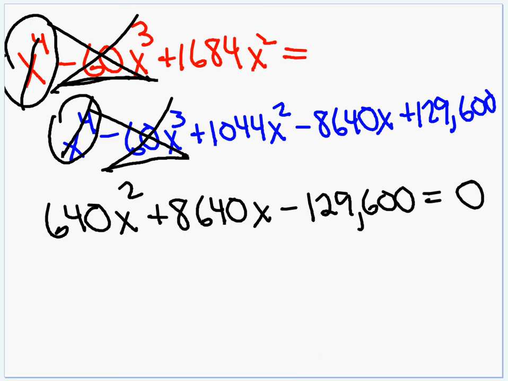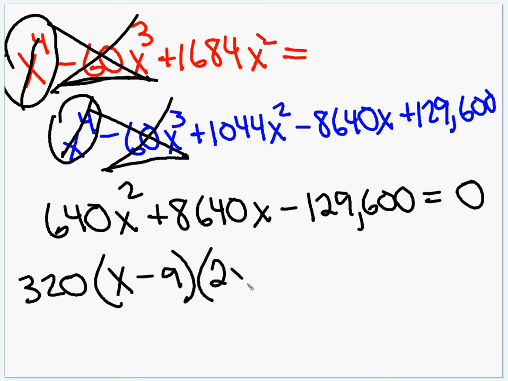Okay, well, let's see. We can factor out a 320. And then that'll leave a 2x squared and some other stuff. That will factor down into an x minus 9 and a 2x plus 45.